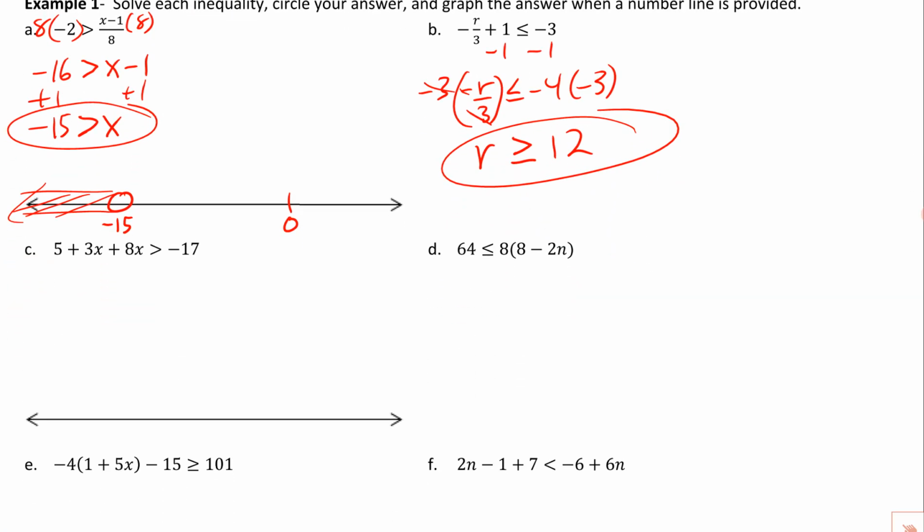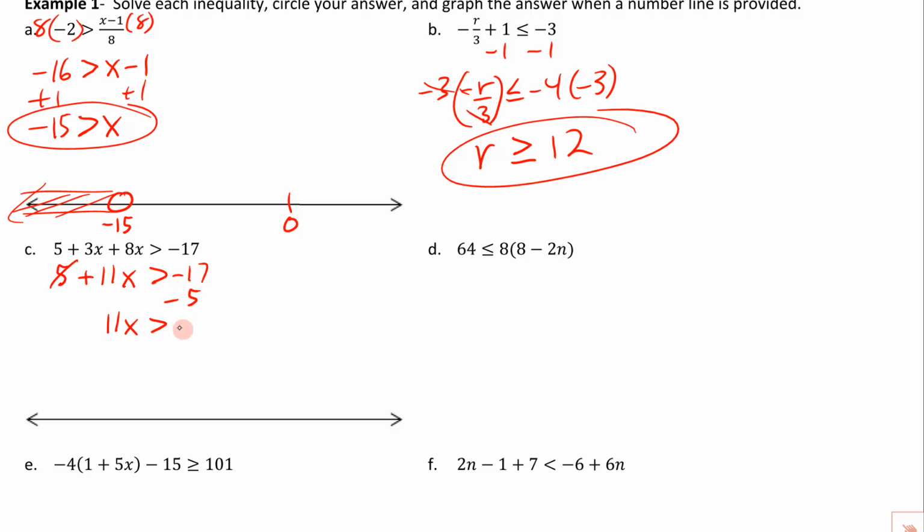Let's take a look at the next one. We've got some simplifying to do right here, so let's go ahead and do that first. And again, simplifying is not solving, so that's never going to change the direction of the inequality. So we're going to have 5 plus 11x greater than negative 17. We're done simplifying here, so let's go ahead and solve. I'm going to move that 5 to the other side by subtracting 5. Subtracting does not change the direction of the inequality, so we leave it that direction.